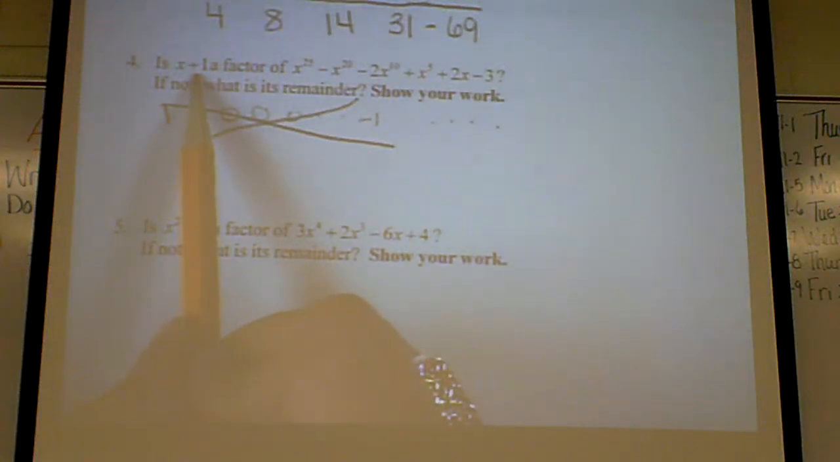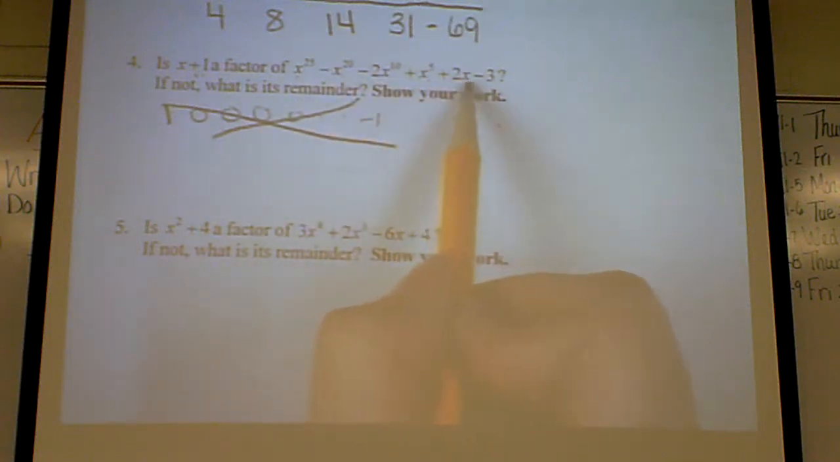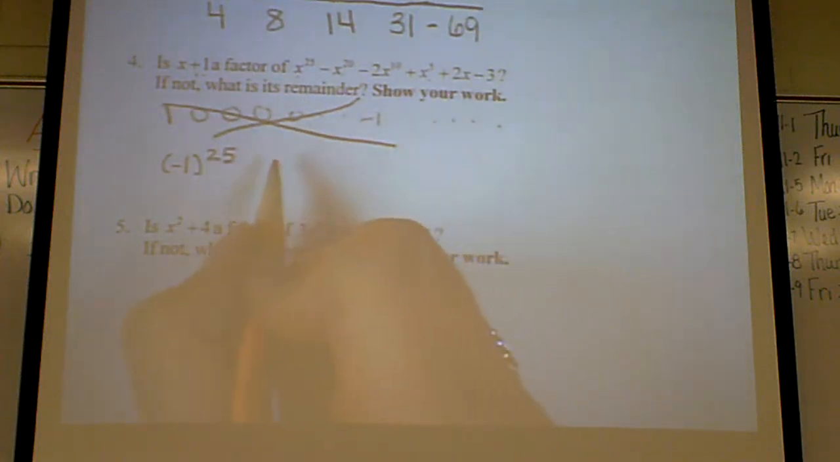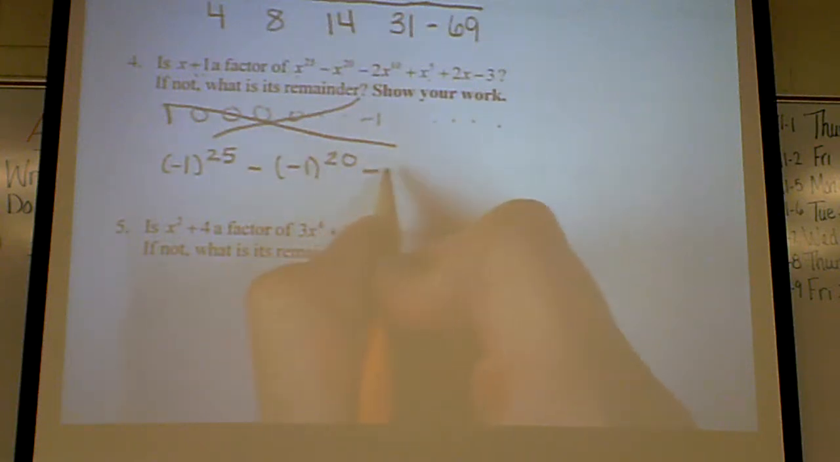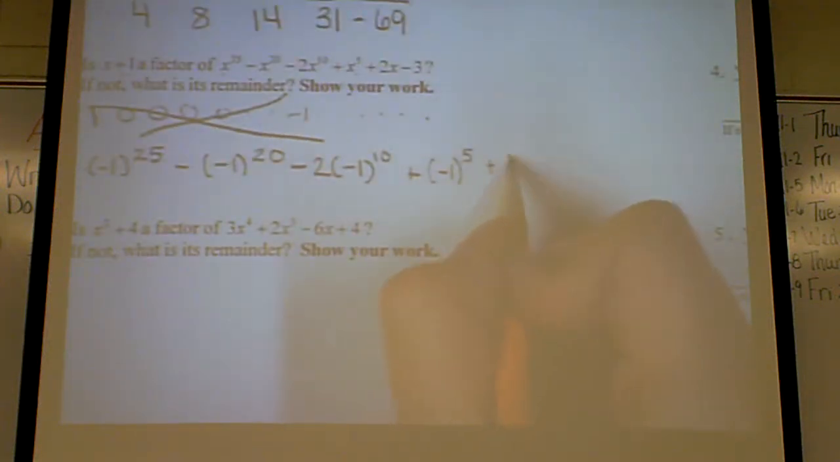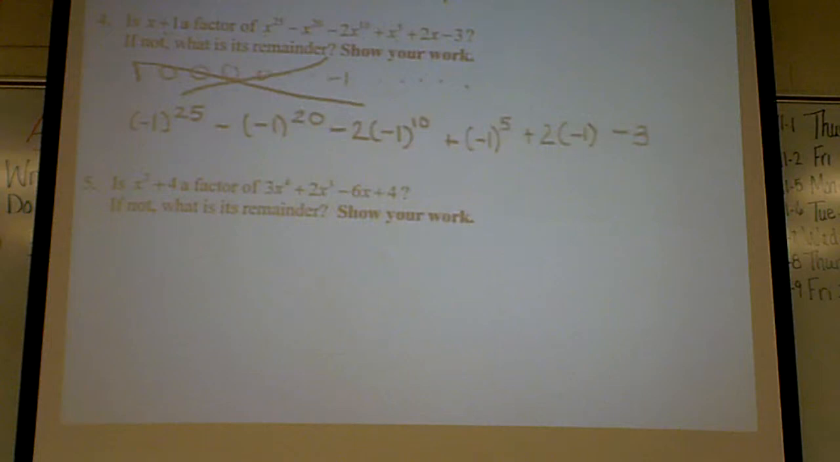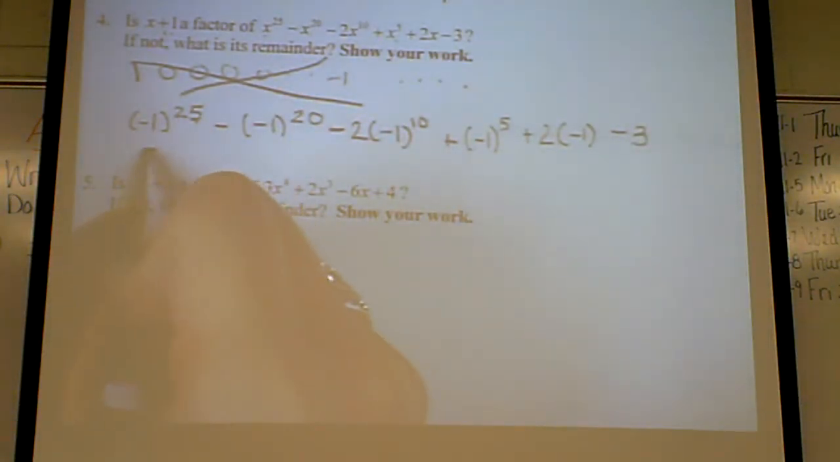Did I do a positive 1 or negative 1? Negative 1. I'm plugging negative 1 into my x values over here. So I get -1 to the 25th power minus -1 to the 20th power minus 2 times -1 to the 10th plus -1 to the 5th plus 2 times -1 minus 3. So -1 to the 25th is -1. If this is an odd power, it stays negative.